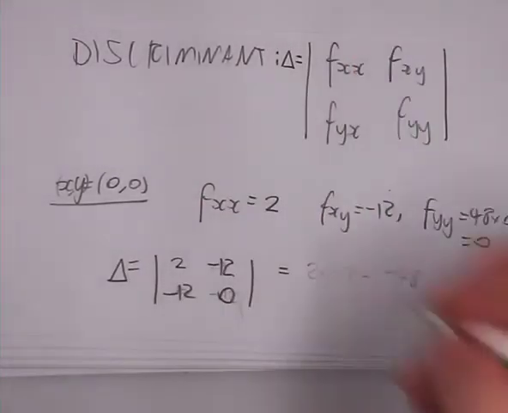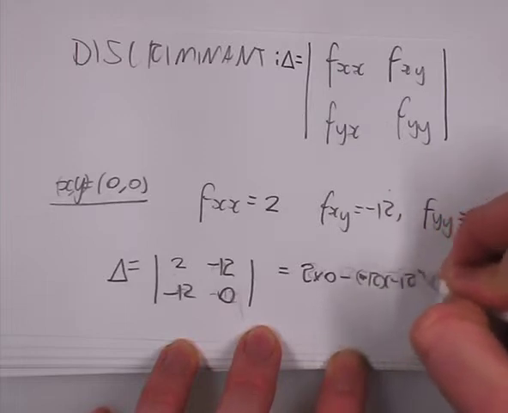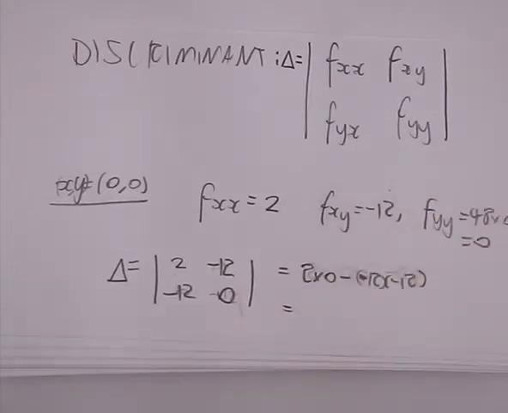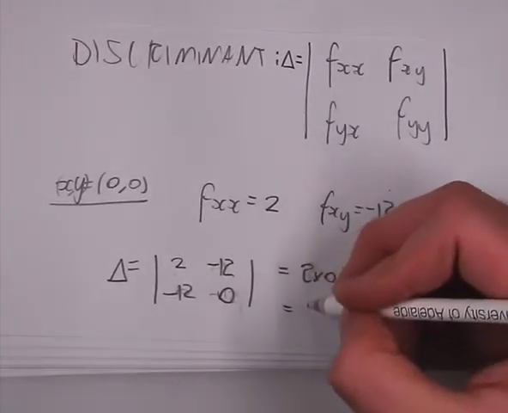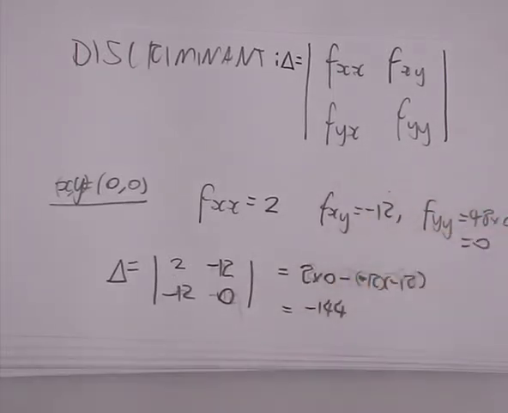So, 2 times 0 minus 12 times minus 12, which is still negative, right? Is that okay? Only worse. Yep. It's negative 144. So it's negative, and my notes tell me that that actually means it's a saddle point. This here is a saddle point.